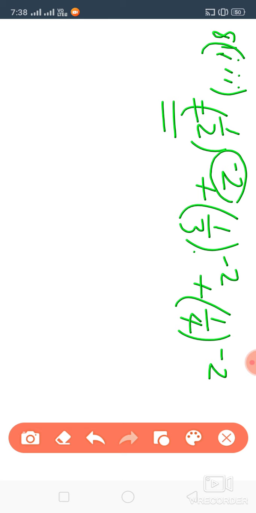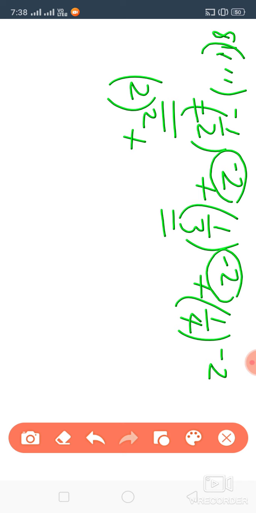We have to take its reciprocal. It will become 2 by 1, better to write only 2, isn't it? So I am writing 2 only. So 2 to the power, now from minus it will become plus, 2 to the power 2. Then plus 1 by 3 to the power minus 2. So again here the exponent is minus. To make it plus, again we have to take its reciprocal. It will become 3 by 1, so I am taking 3 only. 3 to the power, now minus 2 will become plus 2.